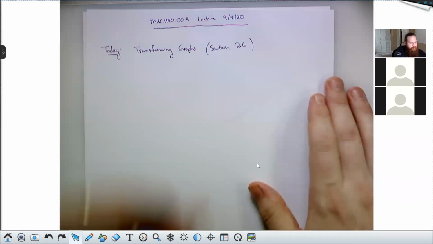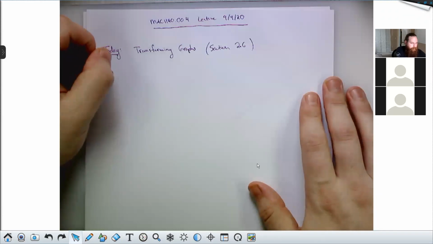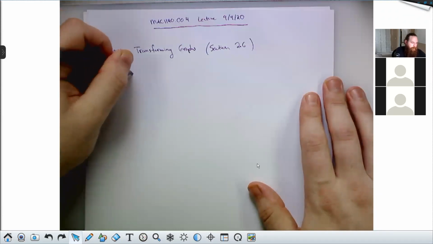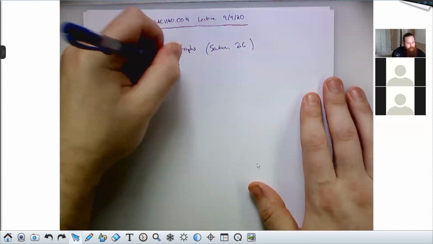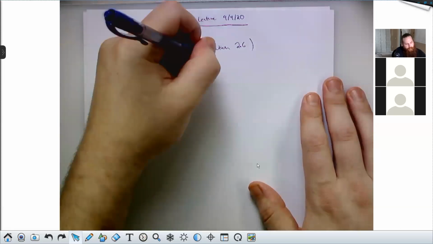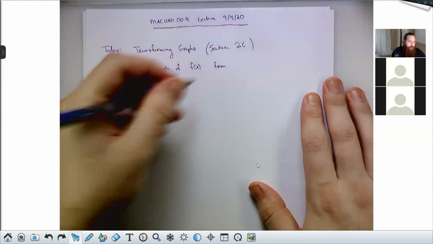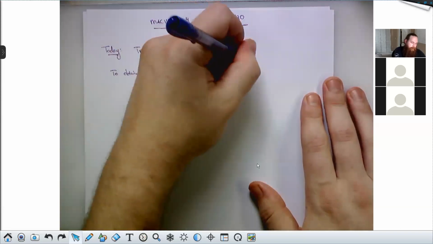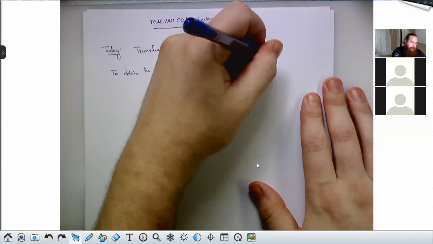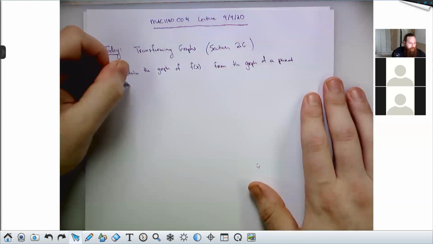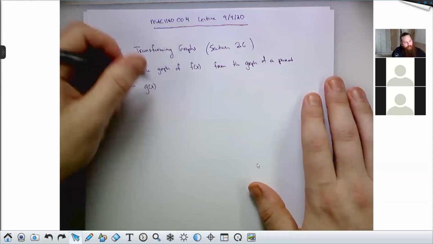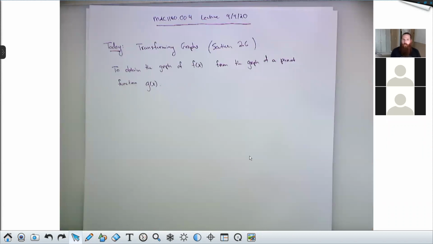So maybe I ask you to graph the function f of x from the graph of a parent function g of x. And your goal is to recognize f as a transformed version of g. The transformations are as follows.